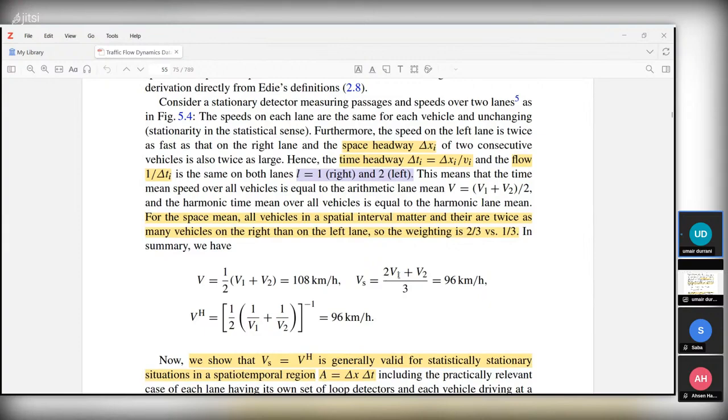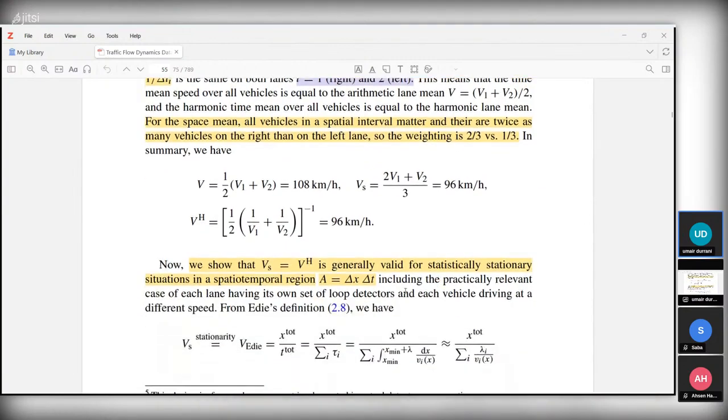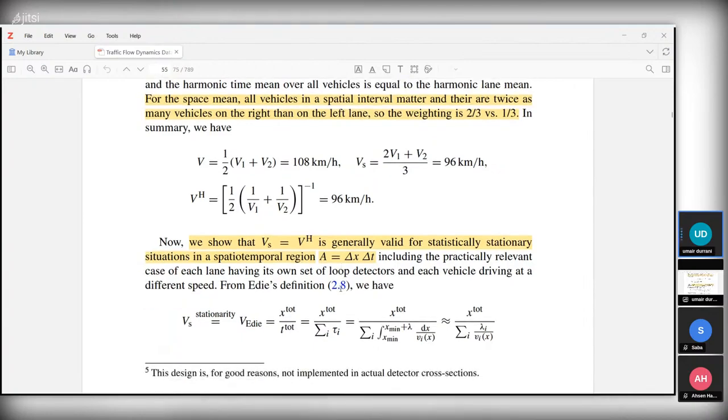So 2 into V1 and 1 into V2. Based on this, we estimate the space mean speed and we get 96 kilometers per hour. If we use the formula of harmonic mean, it is 1 divided by V1 plus 1 divided by V2, and then divided by 2. And we get the exact same 96 kilometers per hour as we got for the space mean speed. So we show here that space mean speed is equal to the harmonic mean speed.